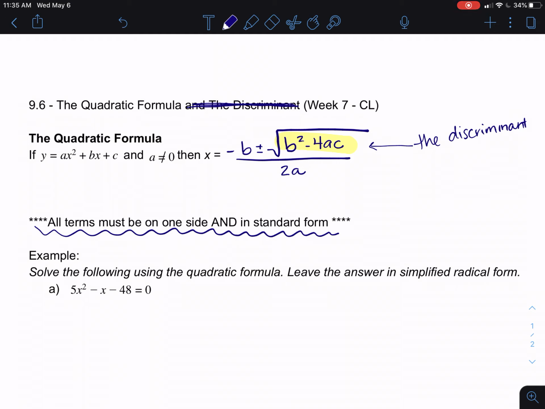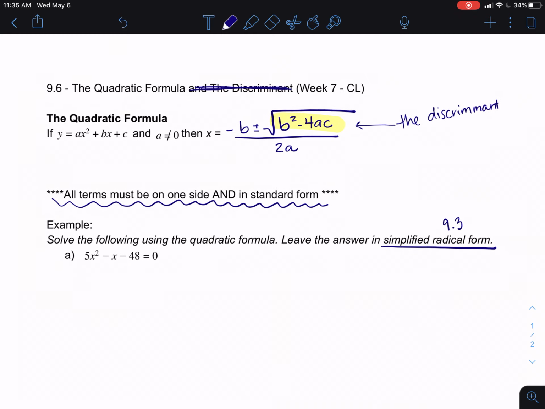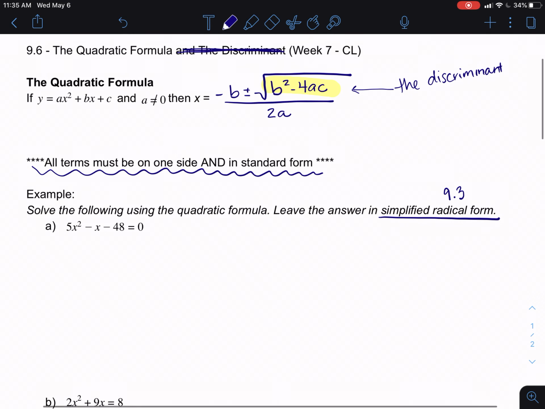So if we want to solve the following using the quadratic formula, we're going to leave our answer in simplified radical form. If you need to, go back and look at 9.3. That was when we did simplified radical form. So 5x squared minus x minus 48 equals 0. So the first thing we're going to do is determine what a equals, b equals, and c equals. So 5x squared means that a equals 5. Negative x means that b equals negative 1. And negative 48 is our c value.